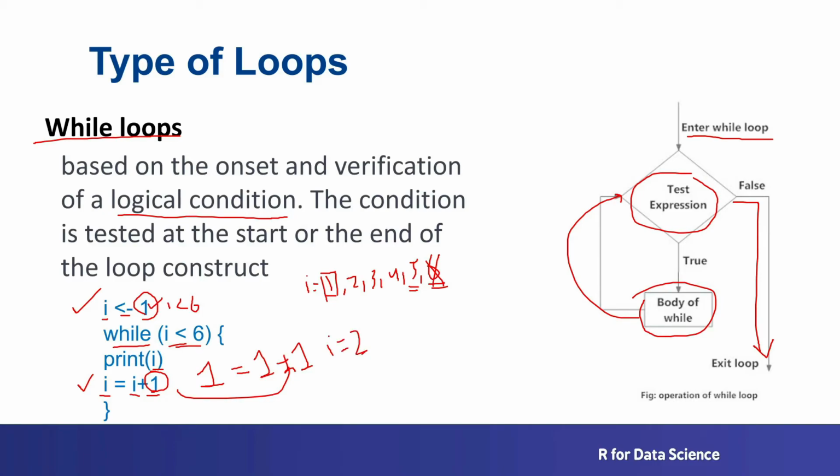Forget about this one, maybe it made things complicated, but now the value of I became 2 because I said keep increasing the value of I by 1. Once I became 2, go back to the while. 2 is smaller than 6? Yes, then print I. And then I equals I, which was 2 after the second round, plus 1. So then I now became 3, and so on.